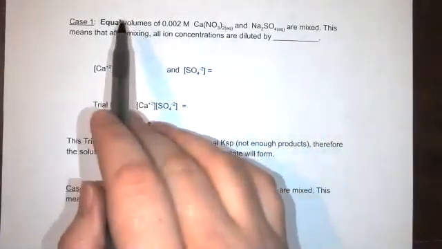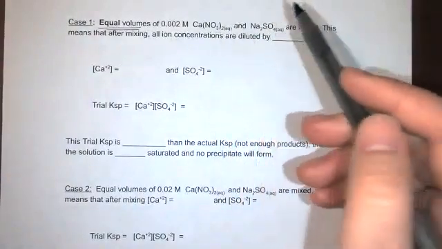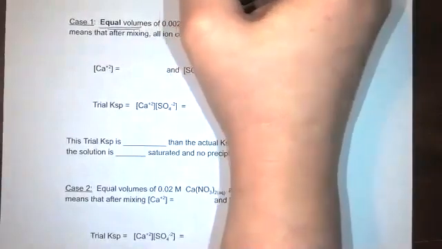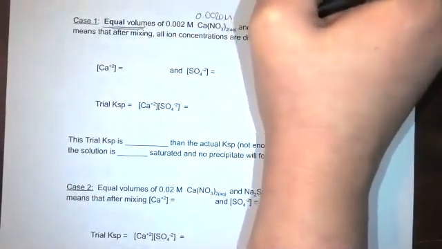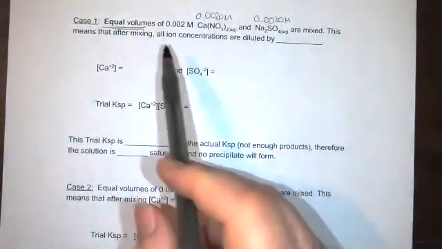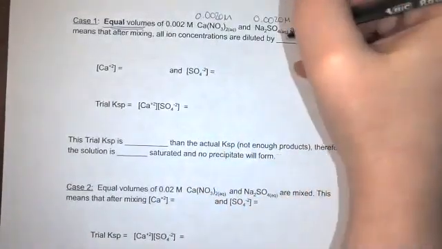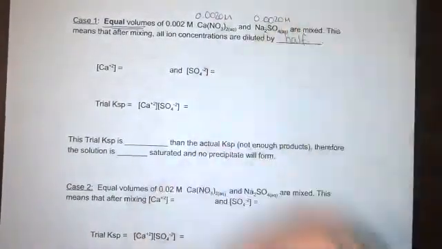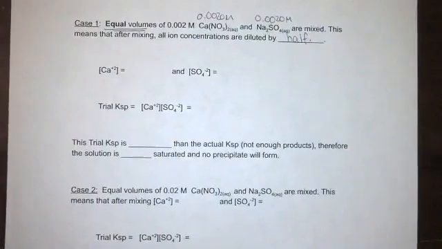So I have equal volumes of 0.002 calcium nitrate and sodium sulfate. This is the concentration of both of these solutions, and they are at equal volumes. So it means that when I mix them together, all my ion concentrations are going to be diluted by half, right? Because these are equal volumes. This is taking into account my dilution equation.